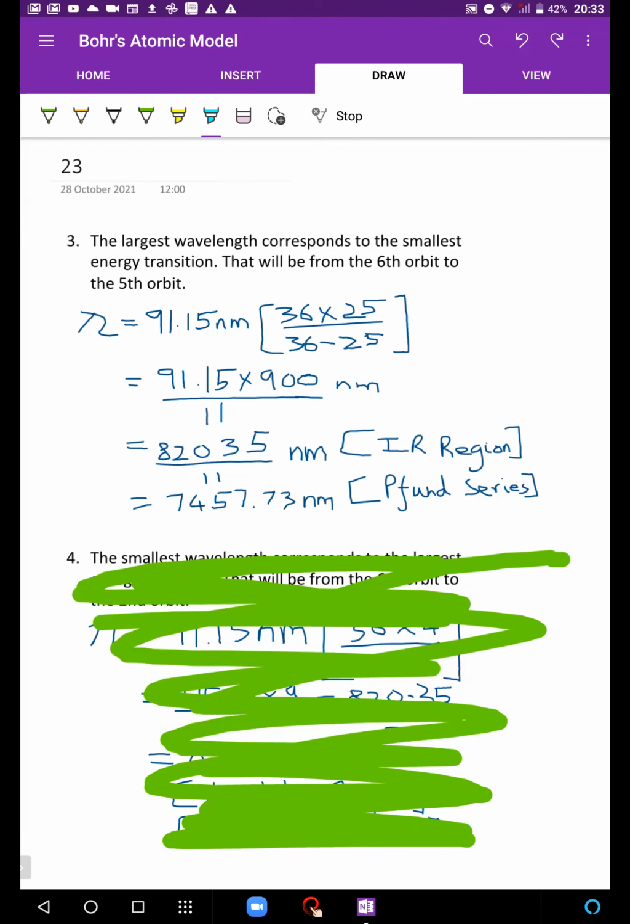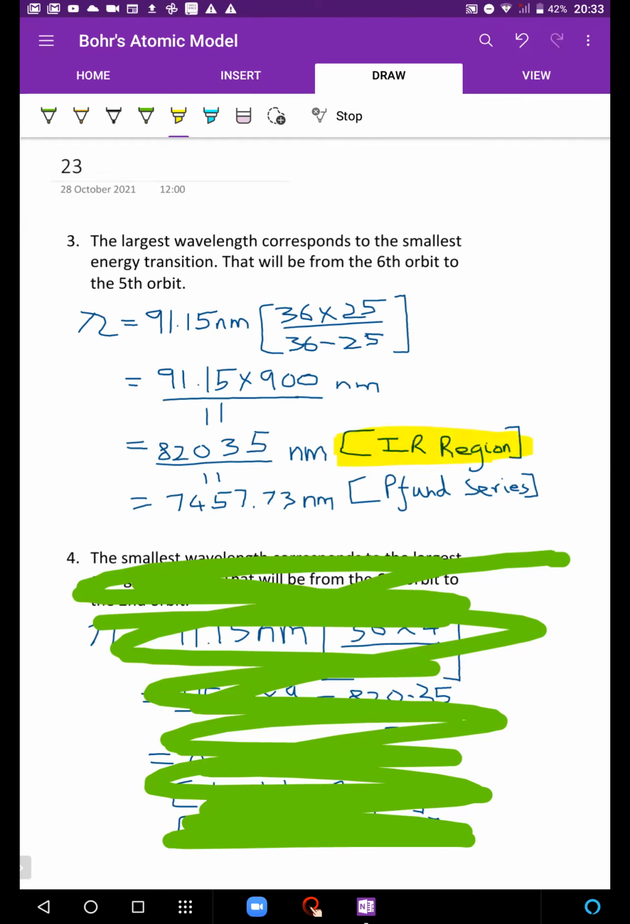which range is this in? So everything above Balmer is infrared. If it ends on the third orbit, fourth orbit, fifth orbit, sixth orbit, all of that we'll call infrared. This one is ending on the fifth orbit, so it's in the infrared region. It's a very small energy, smaller than the Balmer series. Passion onwards, all those series are in the infrared region. So it's such a large wavelength, above 700 nanometers, so we'll call this the infrared region.